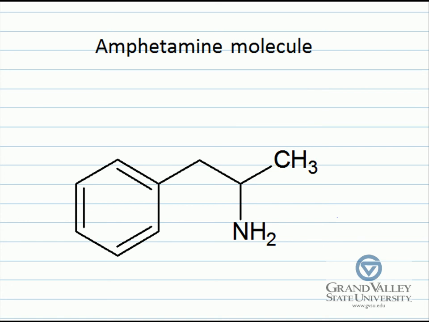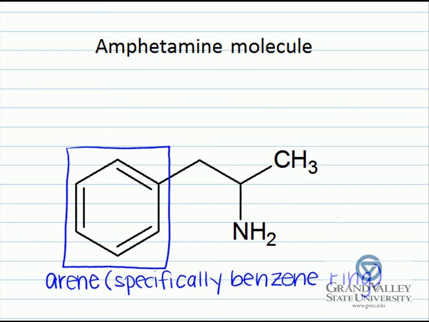Great job, everyone. Let's check your answers. Remember, as we're classifying the different functional groups in the molecule, we want to keep in mind the big picture. For example, in the structure, we see several carbon-carbon double bonds in the six-membered ring. You may be tempted to classify these as alkenes, but remember that the six-membered ring with alternating carbon-carbon double and single bonds is classified as an arene, specifically a benzene ring.